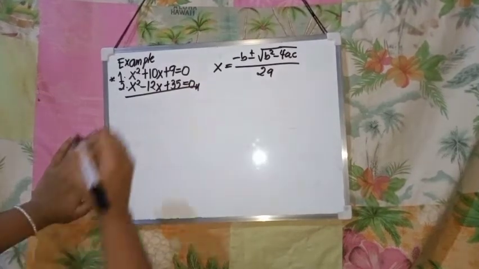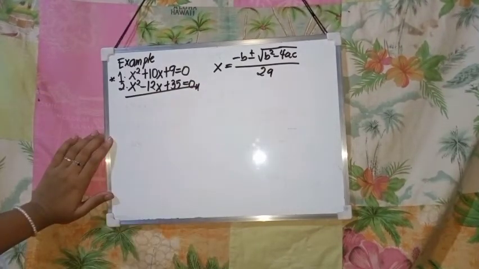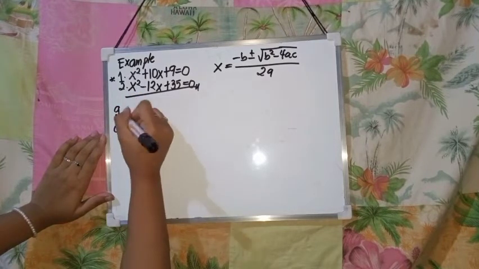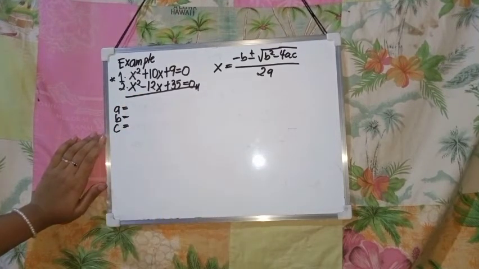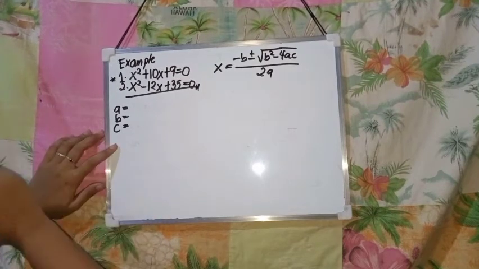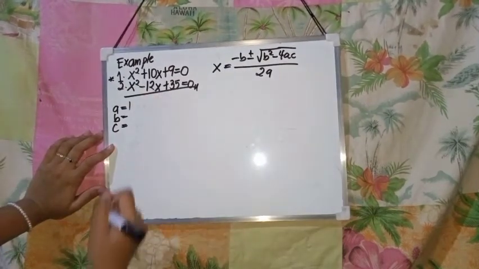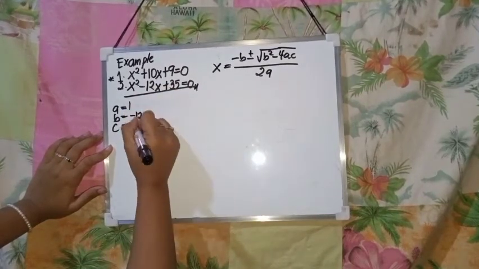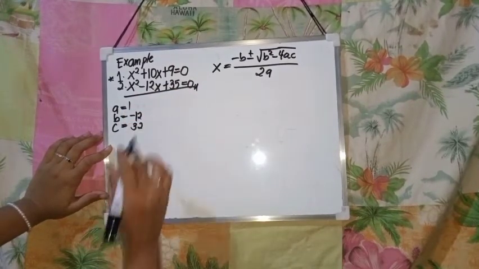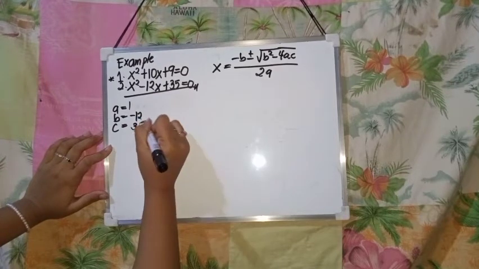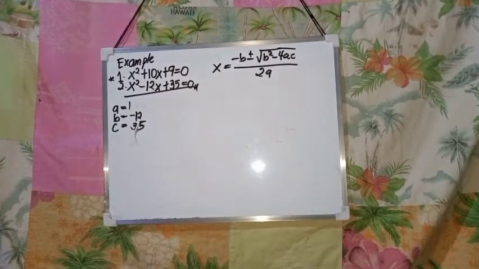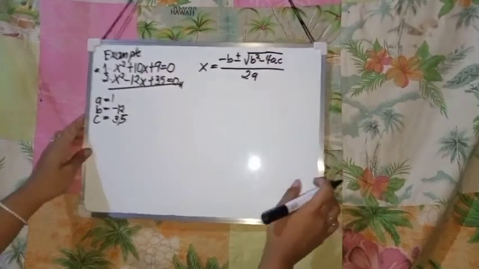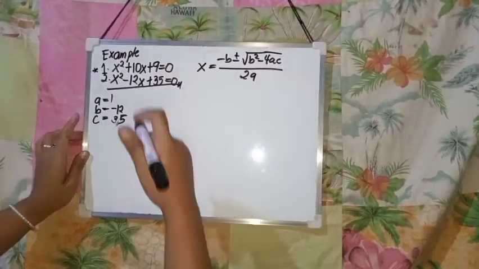So our next example is this. Okay. So first, we need to determine the values of a, b, and c. That's the first thing we need to do. So the value of a is 1. The value of b is negative 12. The value of c is positive 35. Then replace the variables with their values.